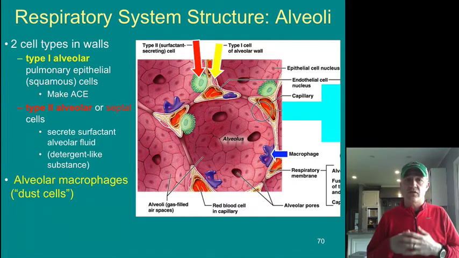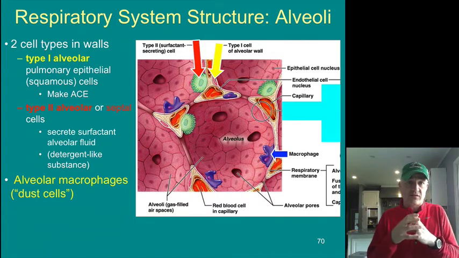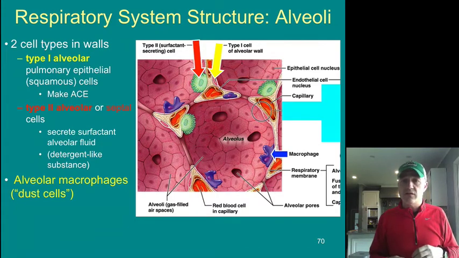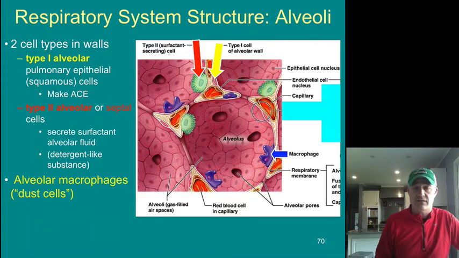You're going to have your normal alveolar cells, which are just these squamous cells. The main thing they are doing is acting as that membrane that the exchange is taking place across. The other thing these do is make that angiotensin converting enzyme we talked about with the vessels.